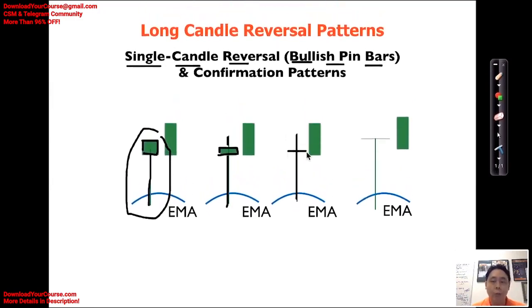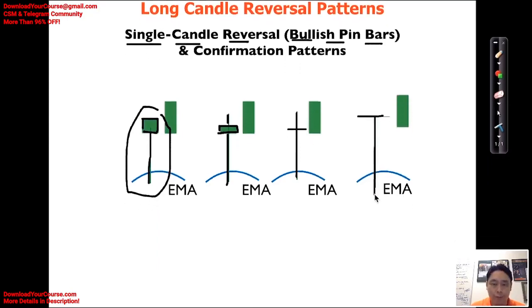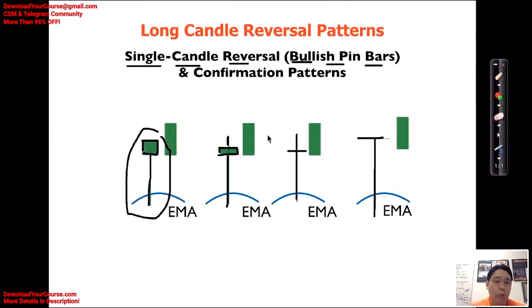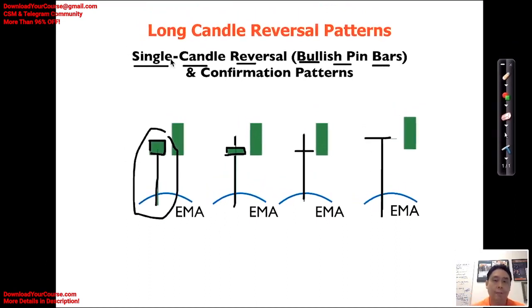Remember, a doji is one where the candle body is one line because the open and closing price is the same price. So it's just a one line body. All right, and this has no upper shadow, just a one line body with a long lower shadow. All right, so any of these constitute a single candle reversal. But again, it must be followed by a confirmation candle, which must be bullish in this case.